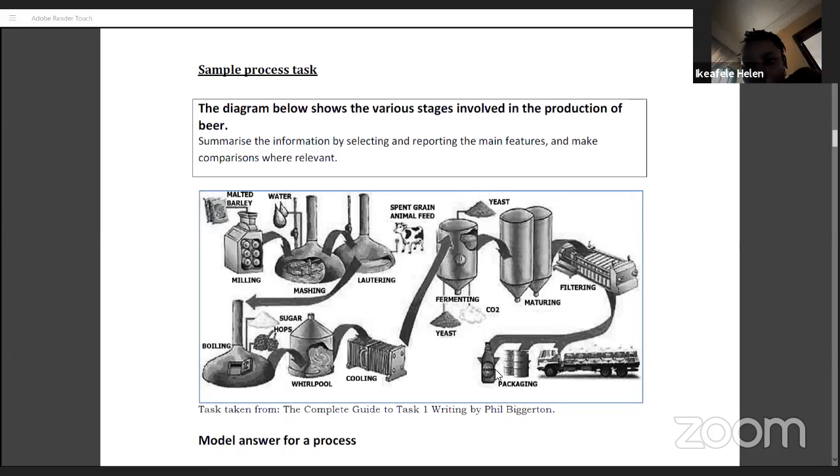Okay, don't count it. So we have the whole process. The process begins with milling, to matching, to loitering, to boiling, to whirlpool, to cooling, and then to fermenting, maturing, filtering, and packaging. Now there are 10 steps all in all. I want to identify a start point. I'm identifying my start point as the milling. What do they mill? We mill the malted barley. From the milling of malted barley, that will be my start point.